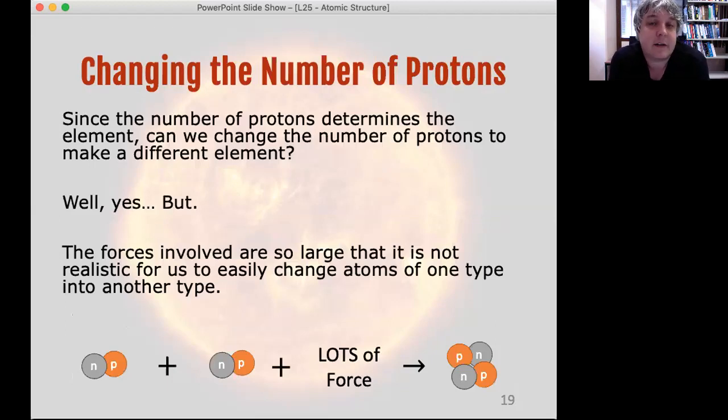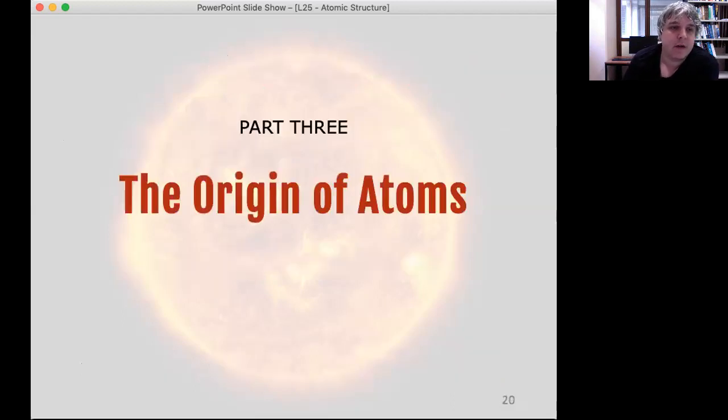If you take 2 hydrogen atoms which have a proton and a neutron in the nucleus and push them together with lots of force, then you can merge them into a helium nucleus, 2 protons and 2 neutrons. So you certainly can do that. It's just very, very difficult. It requires a lot of force, a lot of pressure, a lot of temperature usually.